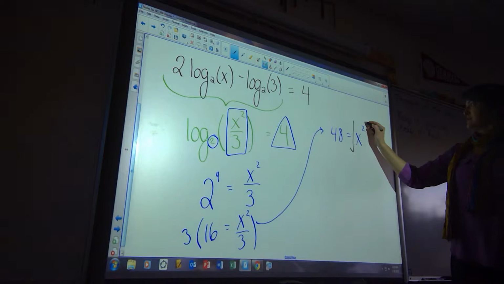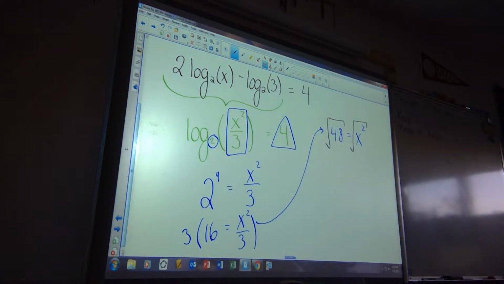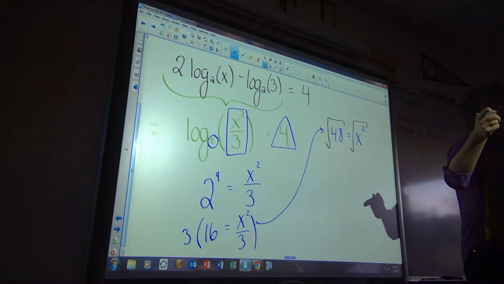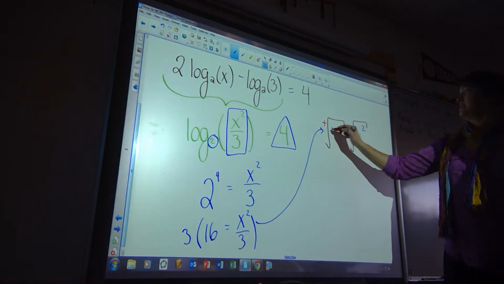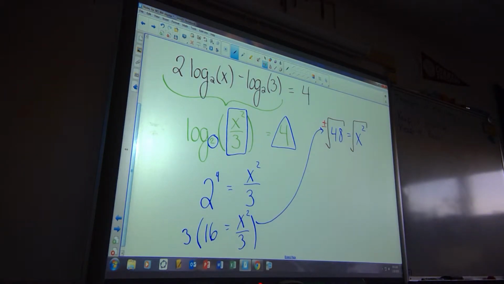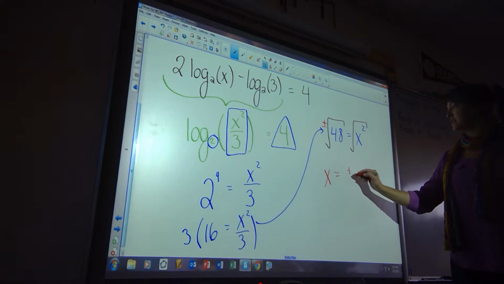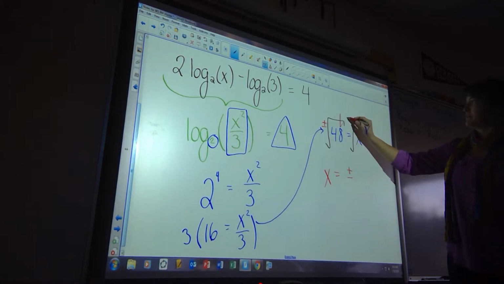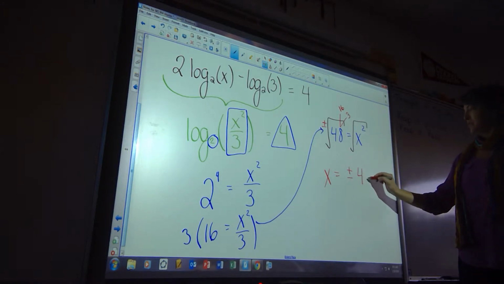And we can go ahead and square root. Now what comes with the square root? Good, Hugo. Plus or minus. Don't forget that. So we've got x is equal to positive or negative, and I can also reduce this, like 16 times 3, so 4 square root 3.